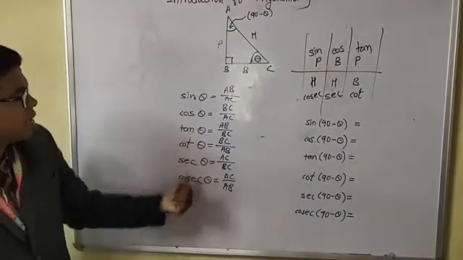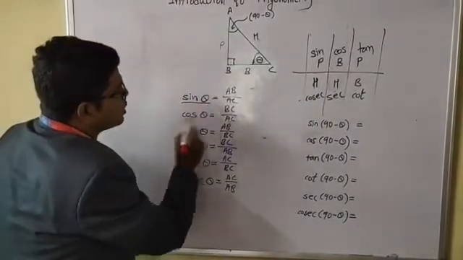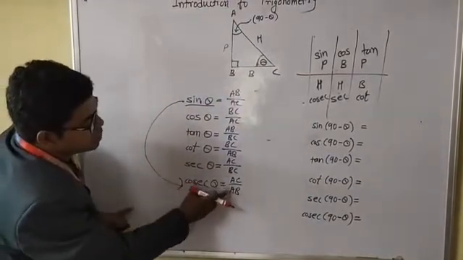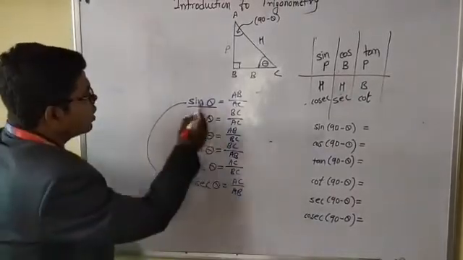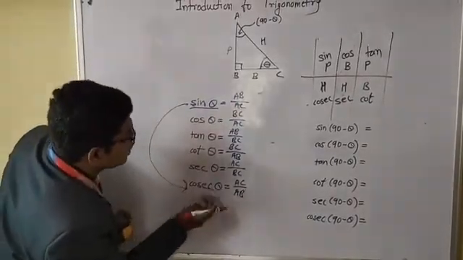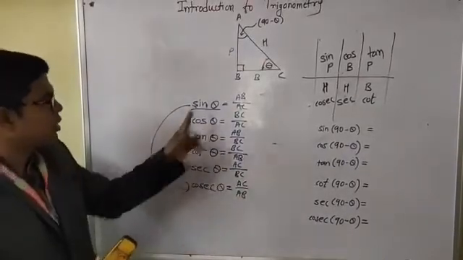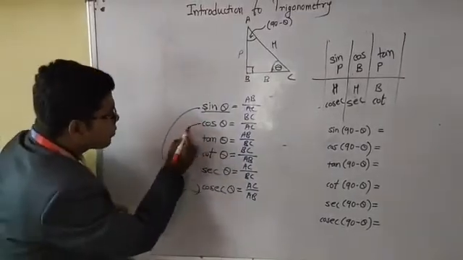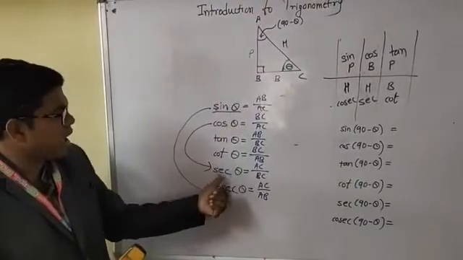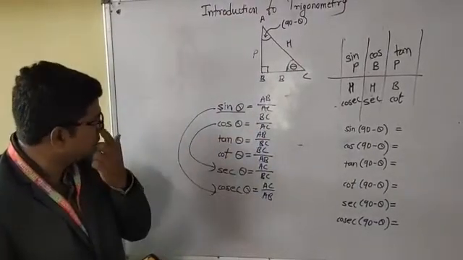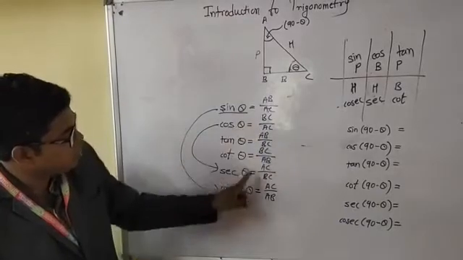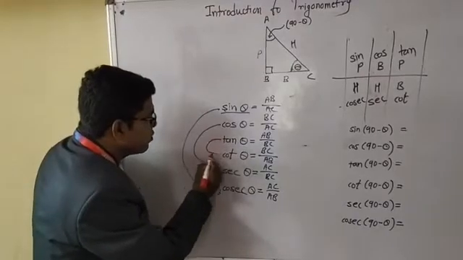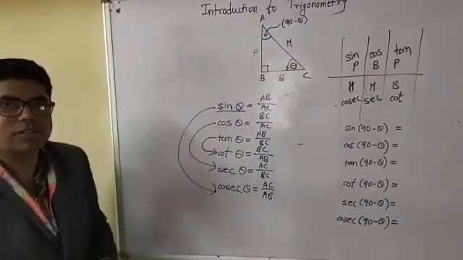Sin theta, cos theta, tan theta. If you observe, sin theta is AB upon AC and cosec theta is AC upon AB. Hence, sin theta and cosec theta are the reciprocals of each other. Similarly, cos theta and sec theta. Cos theta is BC upon AC and sec theta is AC upon BC. Therefore, cos and sec are reciprocals of each other. In the same way, tan and cot are reciprocals of each other.